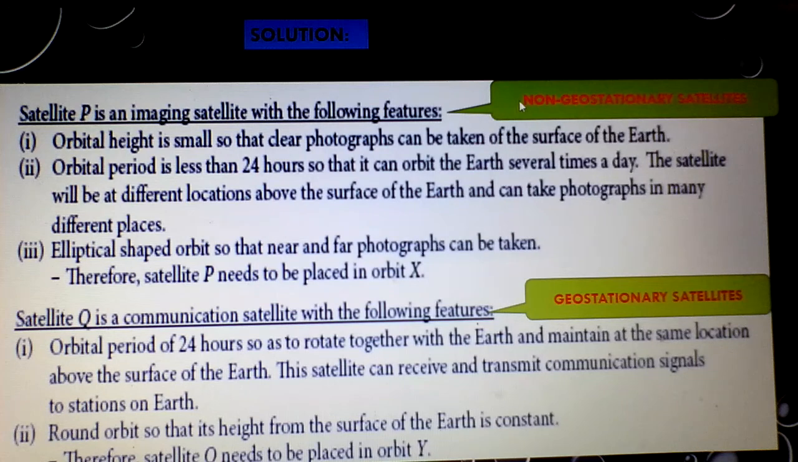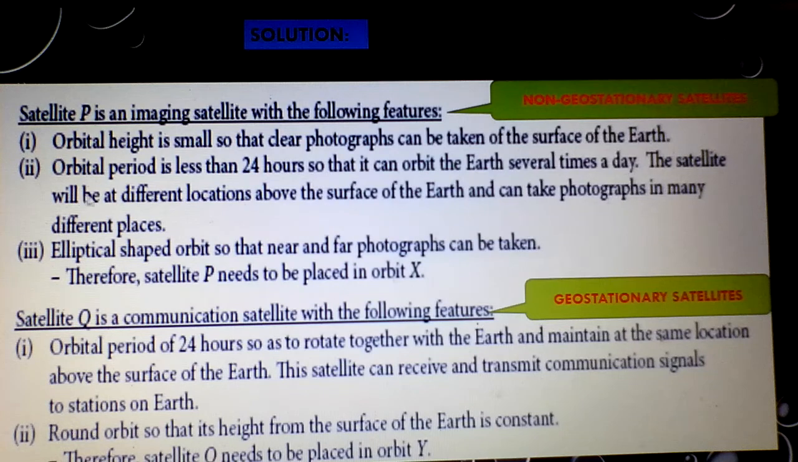Actually, this one is a non-geostationary satellite. So for a non-geostationary satellite, number 1, part 1, we discuss its orbital height. Orbital height is small so that clear photographs can be taken from the surface of the Earth. Part 2, orbital period is less than 24 hours, so it can orbit the Earth several times a day.